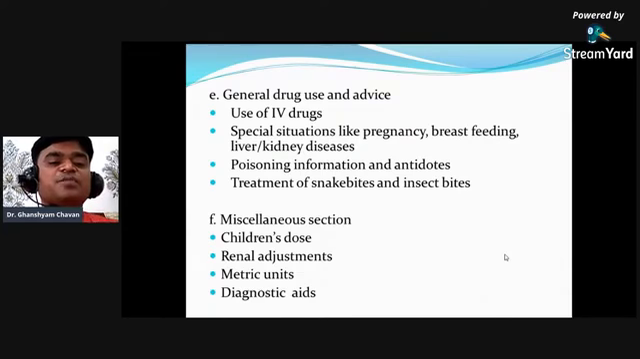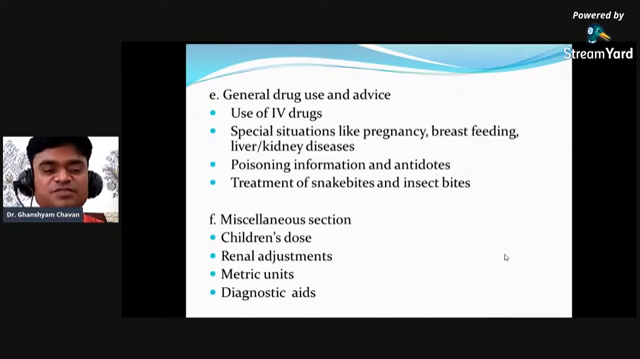Now, in the miscellaneous section, children's dose, as in the last lecture also we discussed regarding children's dose. There are two rules, Clark's rule and Young's rule, by which we should know the children's dose. How can we calculate the children's dose?